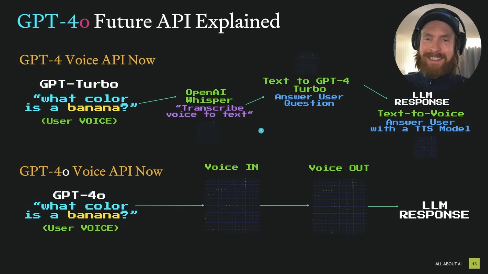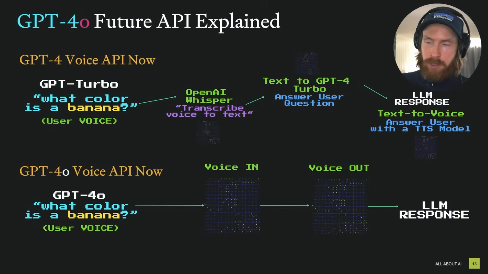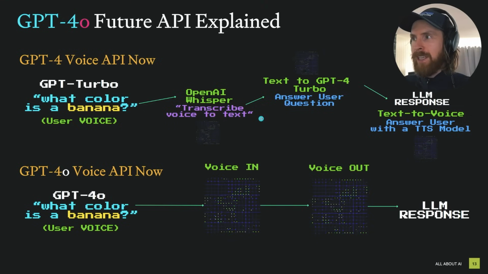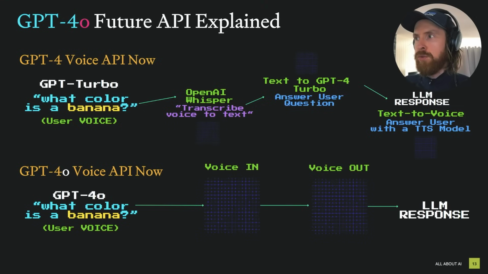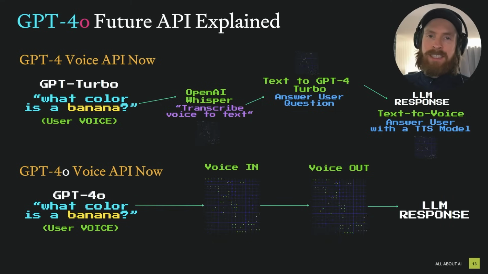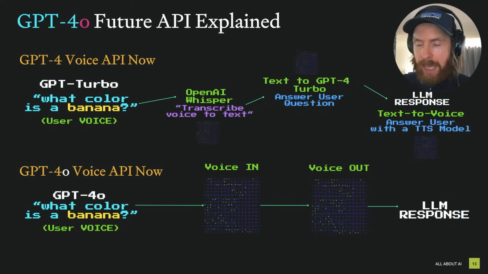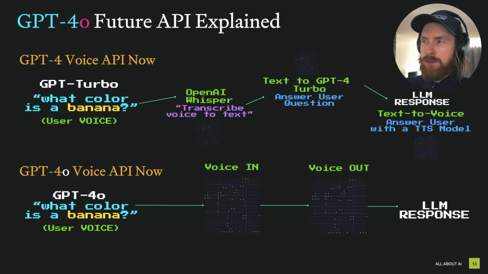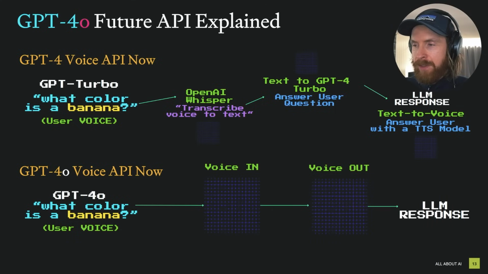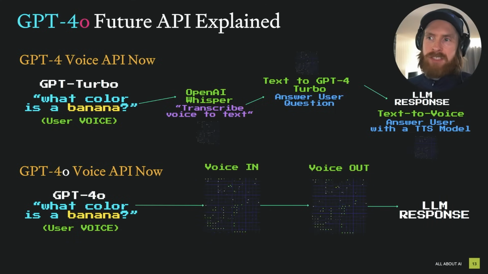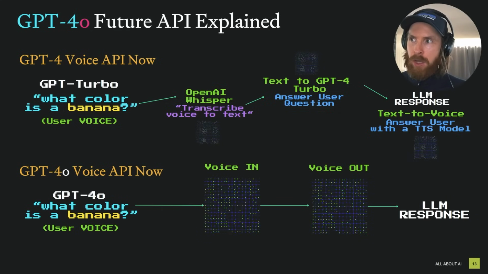We have to send that text over to GPT-4 Turbo. GPT-4 Turbo has to answer that user question. We have to send the answer back to text to voice with a TTS model, and then we finally can play the response with the voice model. And that is very many operations, so the latency is gonna be very slow.